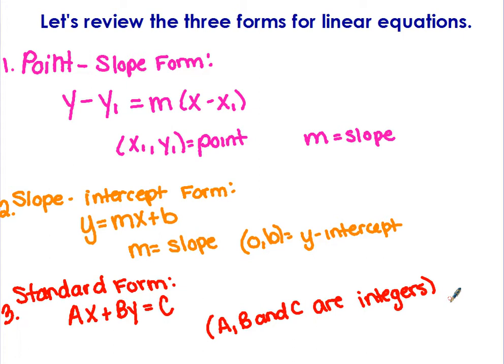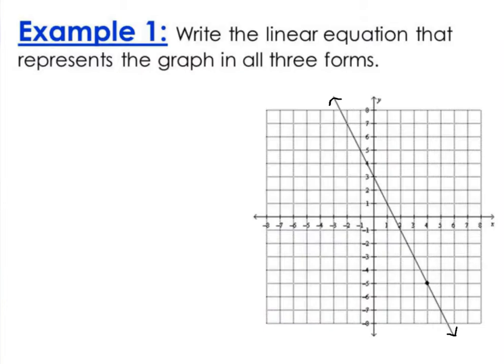At the beginning of the year, we talked about sets of numbers, and integers were positive and negative whole numbers, meaning that we can't have any fractions or decimals in this form. Okay, they all have to be positive and negative whole numbers. So if you need to pause it, write this down, jot yourself some notes, do so. Alright, so let's look at example 1.